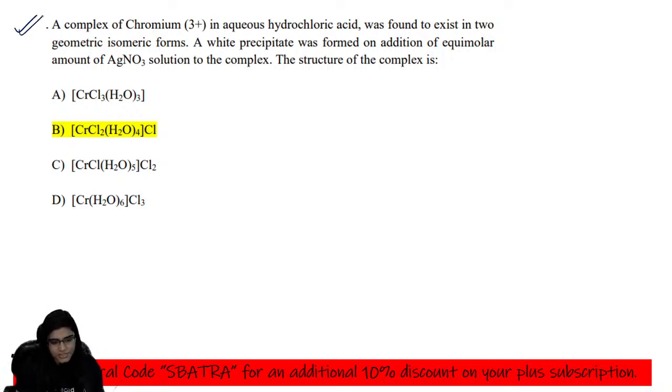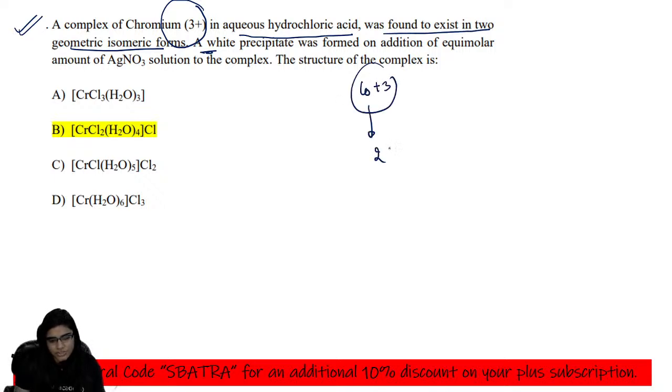Okay. So the next question is, a complex of chromium plus 3 in aqueous hydrochloric acid was found to exist in 2 geometrical isomers. Just break the question into 2 parts, this way you can get to the answer more quickly. First, I won't read the whole statement, I'll break it down. A complex of chromium 3 positive in aqueous hydrochloric acid was found to exist in 2 geometrical isomers. Definitely Cr3 plus exists in 2 geometrical isomers.